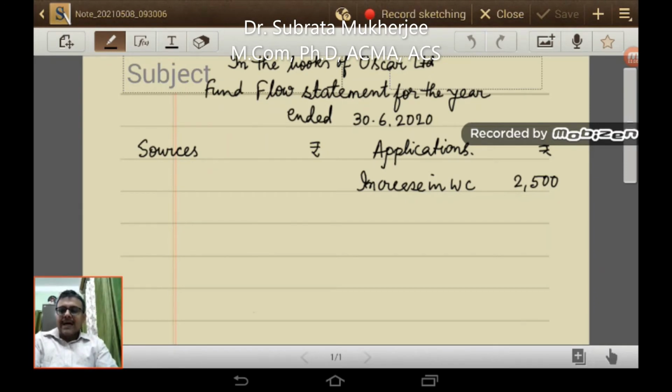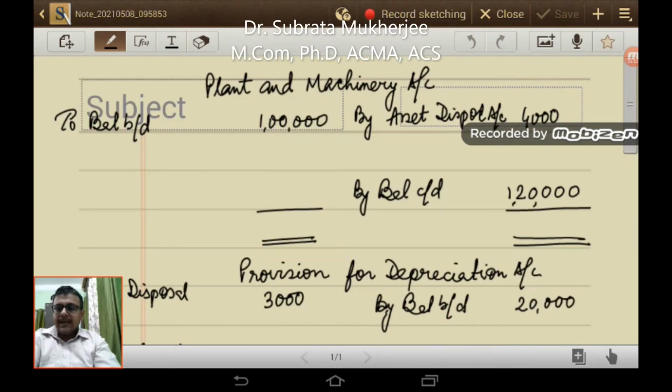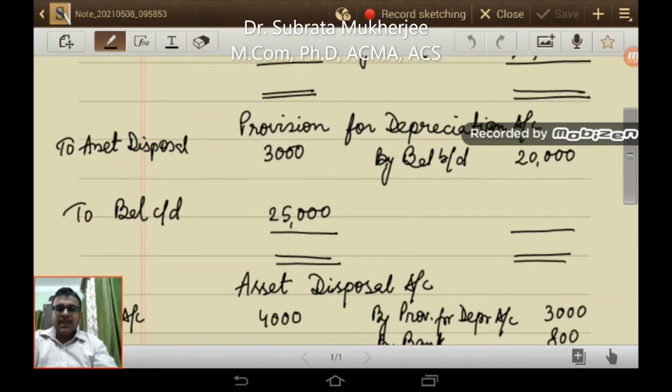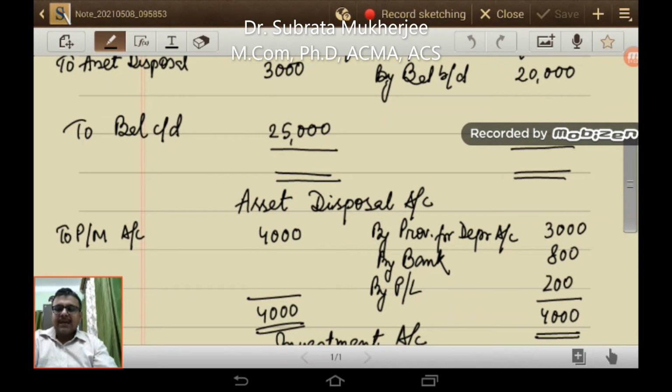Now moving forward to the adjustment entries which are given in the additional information. Regarding the adjustment entry, the first item in the other information: during 2019-20 plant and machinery with present book value of rupees 1,000, depreciation written off of rupees 3,000, was sold for rupees 800. So the book value costing rupees 4,000 has been disposed of. In plant and machinery account I have written by asset disposal account 4,000, and in asset disposal account I have transferred this balance from plant and machinery. So asset disposal account debit to plant and machinery 4,000.